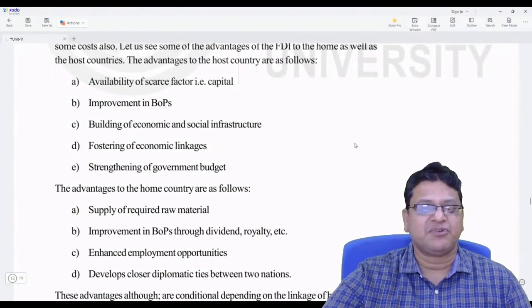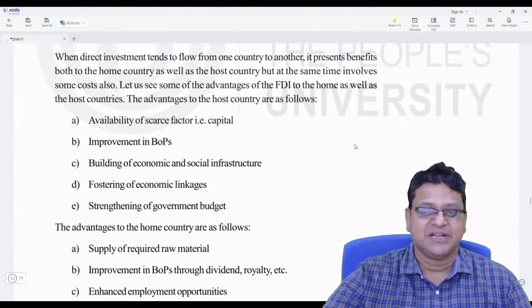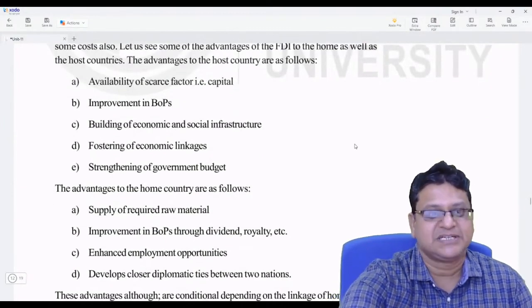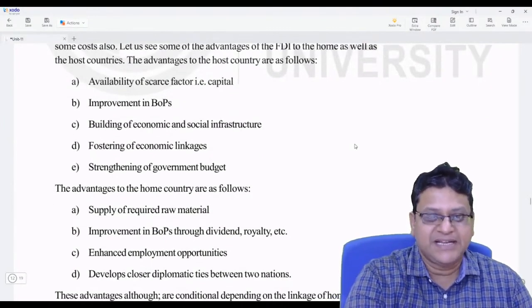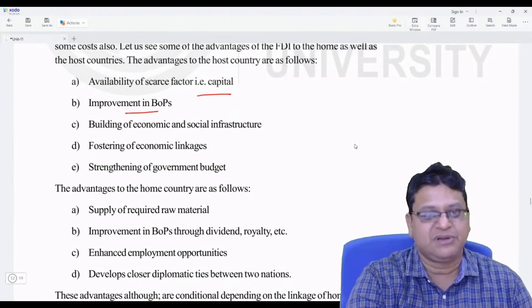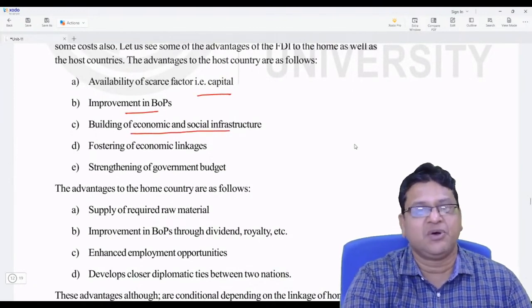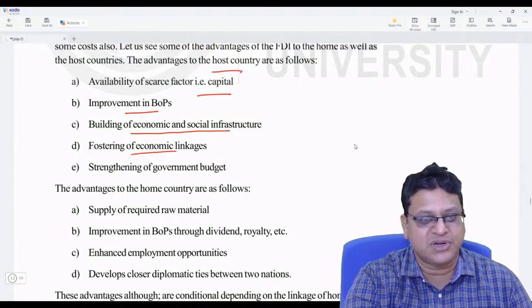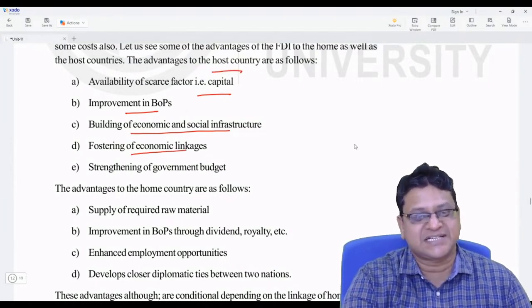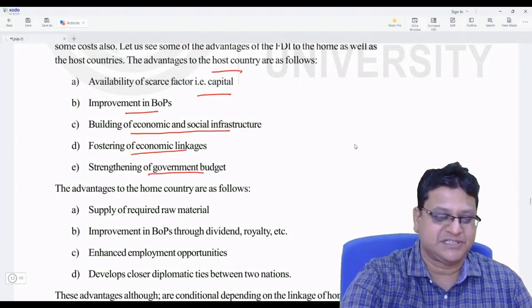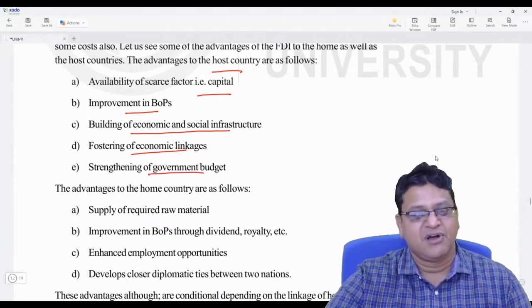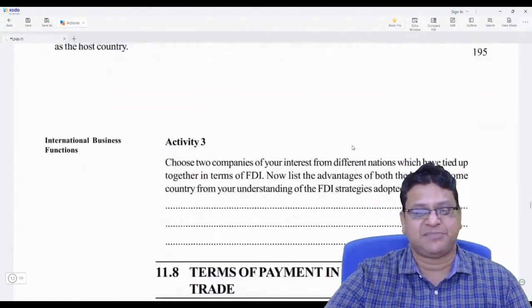What are the merits of foreign direct investments? Foreign direct investment brings capital, it improves the BOP position, it builds economic and social infrastructure in the host country, it fosters economic linkages, and it strengthens the government budget. These are some of the merits of foreign direct investment.